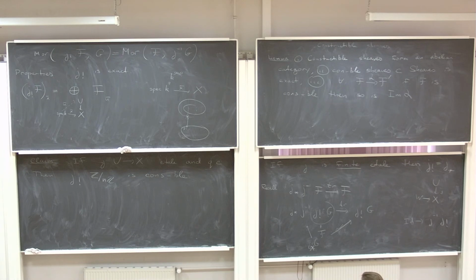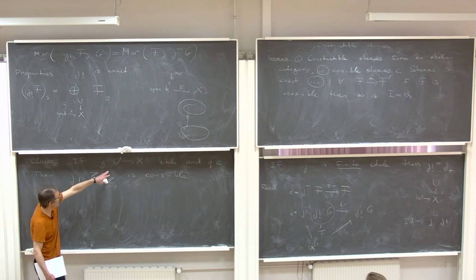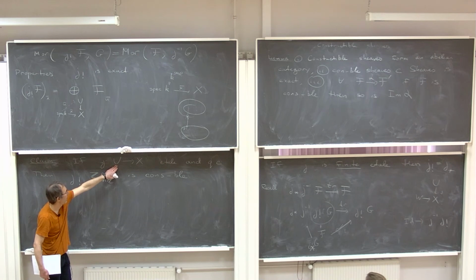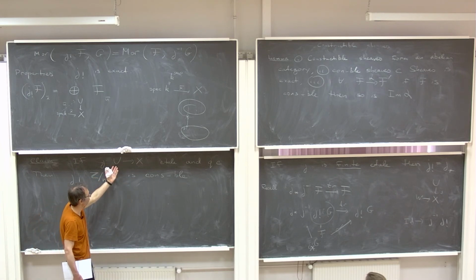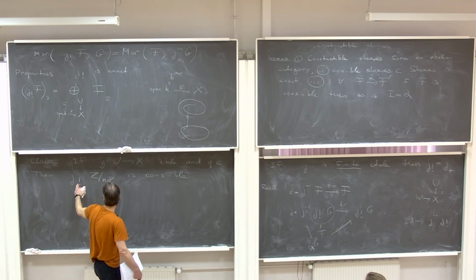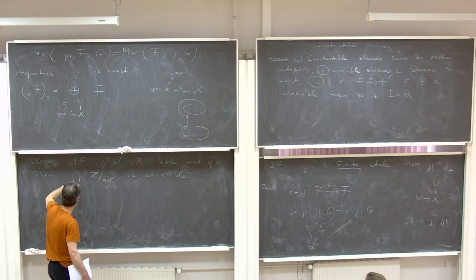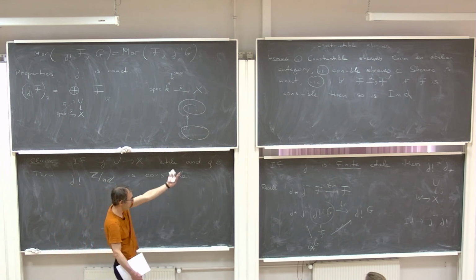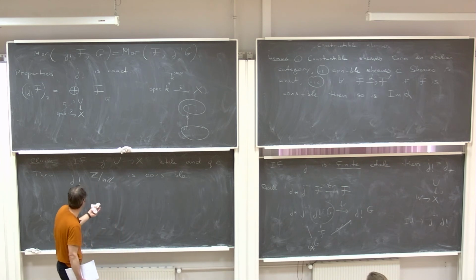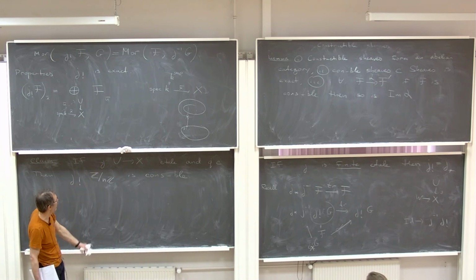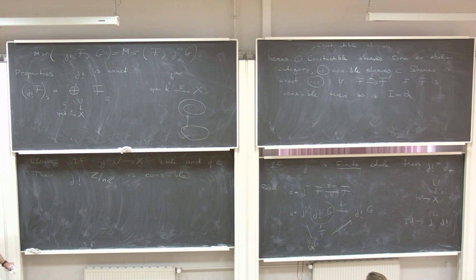Okay, so let's see what you actually have to prove here. If this map is a finite étale map, then that would even be a local system. So in this case, j_! is equal to j_*, and we already discussed that for finite étale maps, j_* of a local system is again a local system.